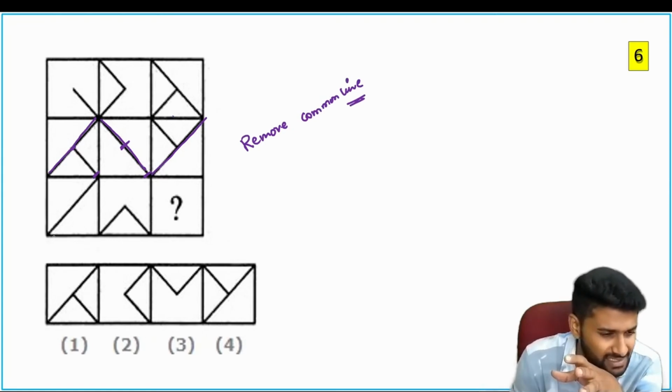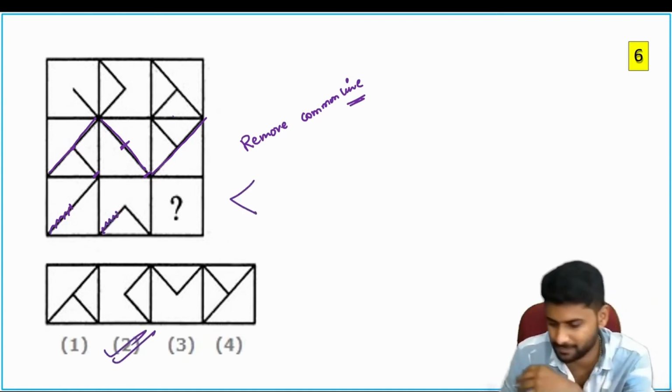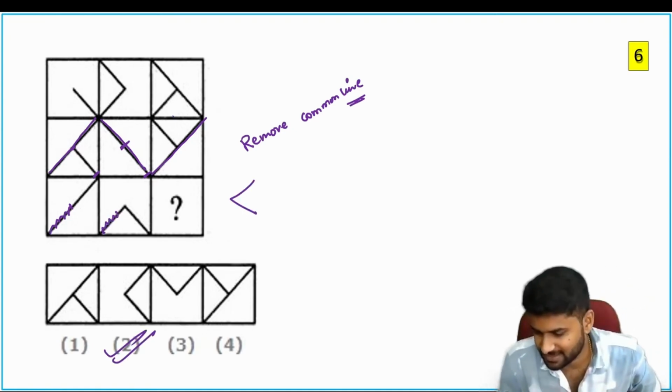Now, what is the answer here? So you have to get that picture. See, from here to here is common. Here to here is common. So your answer must be in this shape. So the answer is 2. 2 is the correct answer.